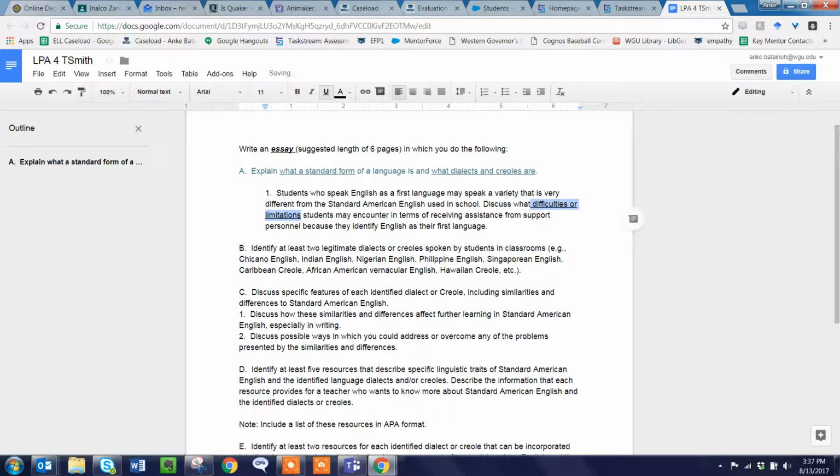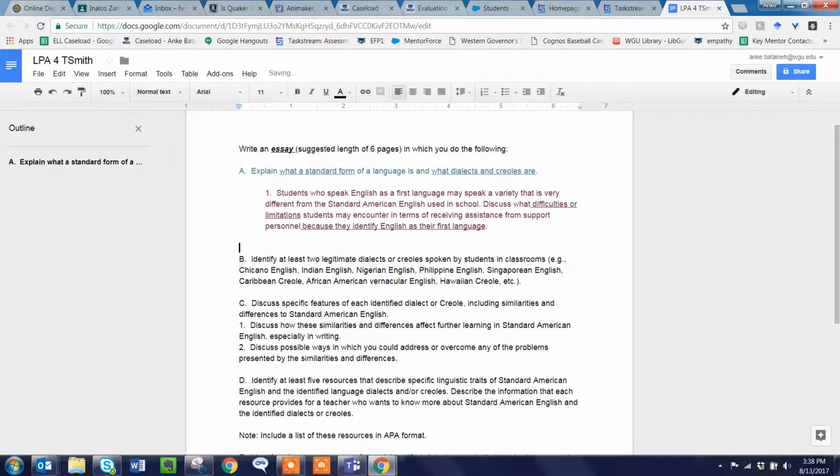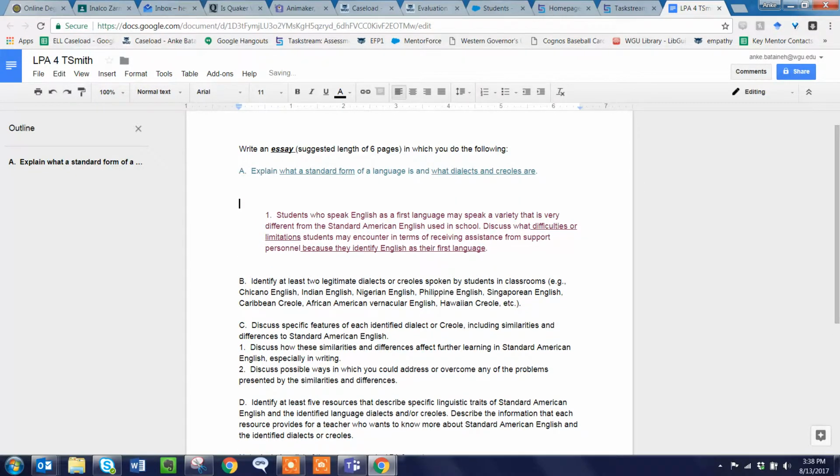And then there's this important phrasing here. It's very specific. The difficulty or limitation stems from this particular fact that they don't think of themselves as learners of English. They think of English as their first language because most people think of English as just one thing. So I would get some answers into here on what is that and what are those. And then I would get into these difficulties and limitations. So I'm going to leave some space because we want to have some answers in there.